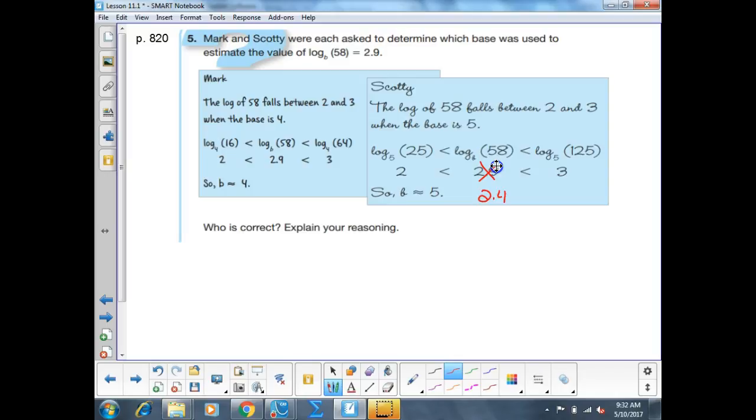Well, I just said another way that me and Stephanie talked about it for Mark is because 58 is between 16 and 64, and since the bases are both 4, it would be closer to 64 than 16.